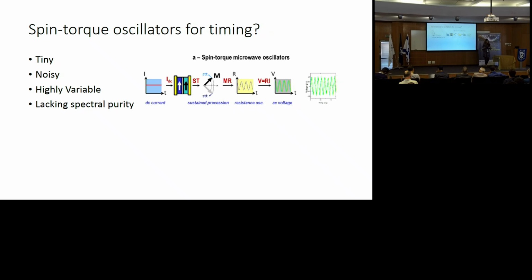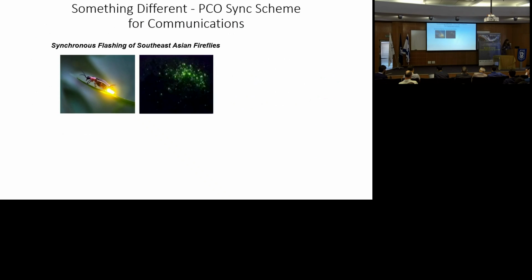They're tiny, which is good. They're noisy, which is bad. They're highly variable, which sounds bad, but turns out not so bad. And they lack spectral purity. So they're not necessarily great for RF applications yet. The question is, can we do something to fix this? And I think based on my previous work that you can.